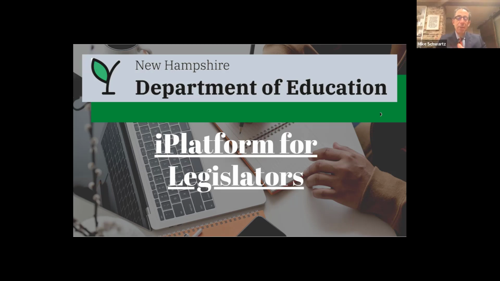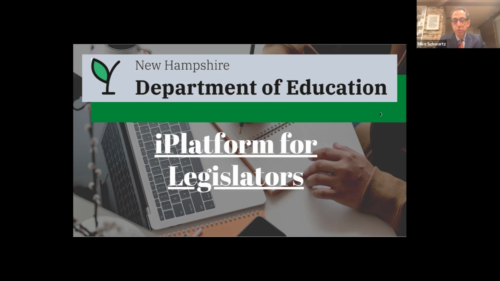The data that's in iPlatform in part came out of some accountability requirements. For those of you who are not familiar, there are both federal and state accountability requirements on things that the state has to report about how our schools are performing. Those indicators that we report based on law include things around academic achievement.